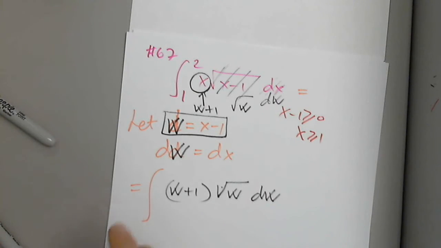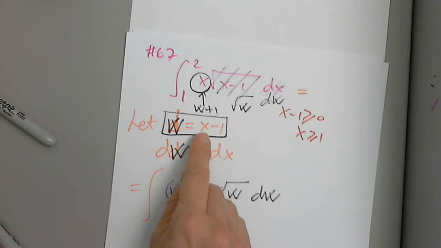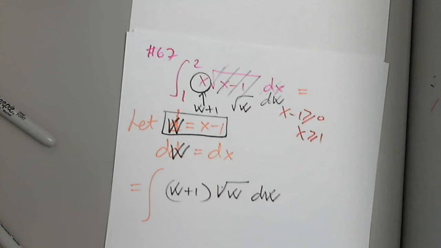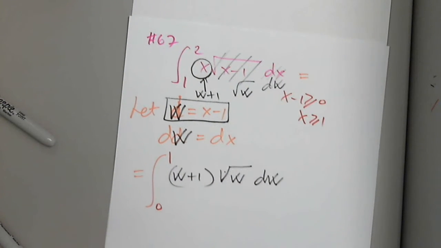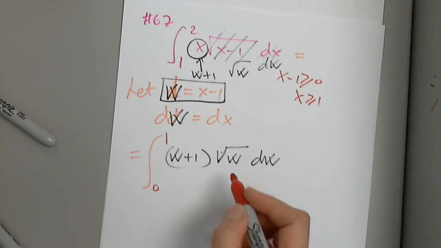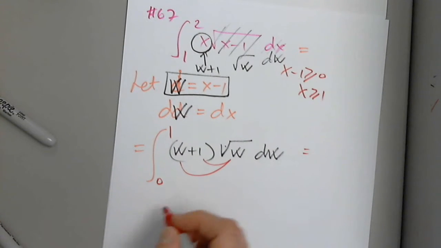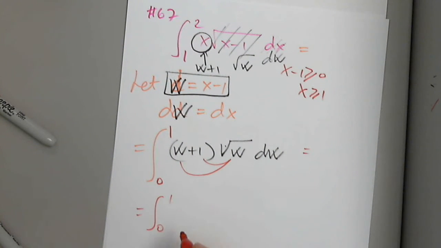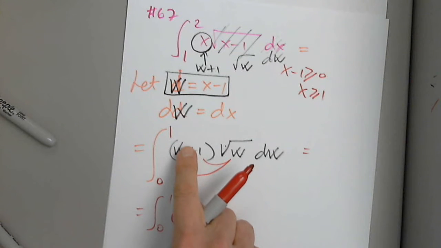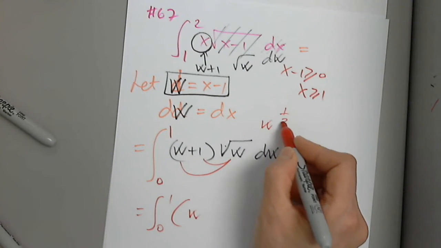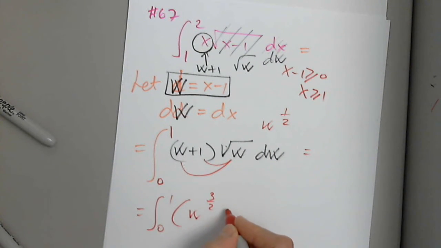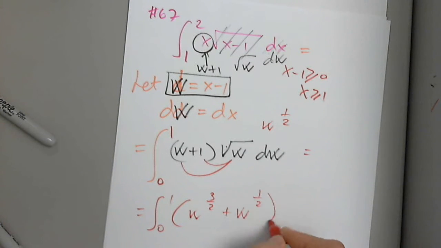When x is 1, what is the lower limit for W? 0. Excellent. When x is 2, what is the upper limit for W? Excellent. I have to distribute, and I will rewrite the integral from 0 to 1 of W plus 1 times W to 1/2. The square root of W is W to 1/2. So I get W to 3/2 plus W to 1/2.